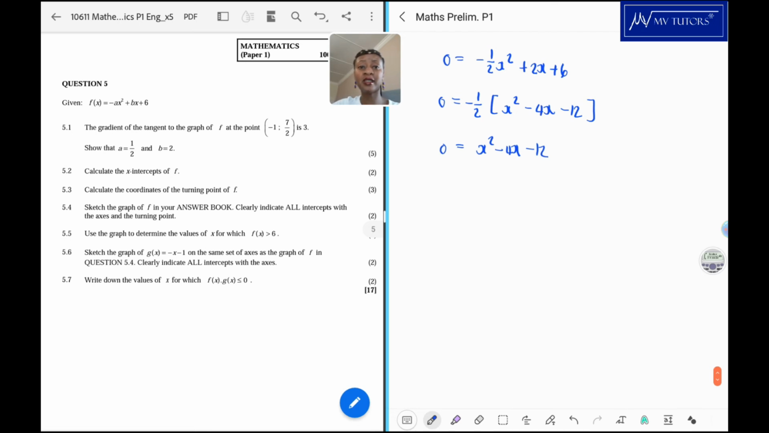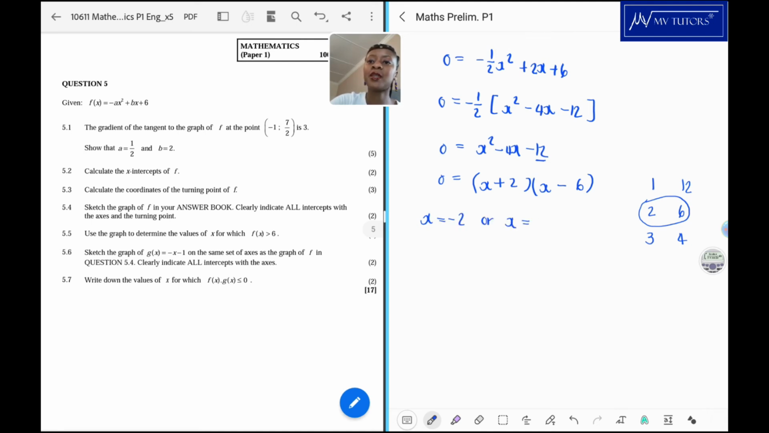Here you can use the quadratic formula, or you can just go straight and factorize. Okay, we need to look at the factors of 12 that will give you 4. Remember, you have 1 and 12, you have 2 and 6, you have 3 and 4. And if I look at all of this, 2 and 6 will give me 4. So I have x, 2, 6, and it's a negative 4, right? So it has to be negative 6 plus 2 will give me negative 4, and negative 6 times 2 will give me negative 12. So x is equal to negative 2, or x is equal to 6.